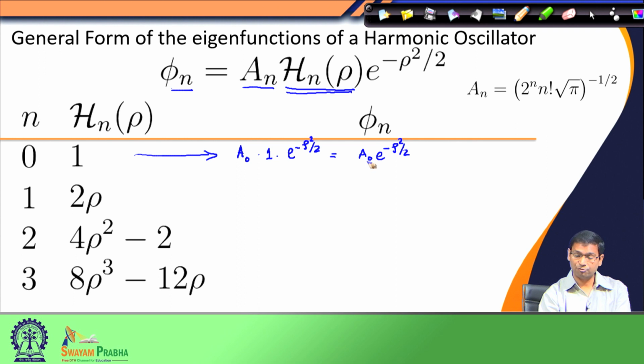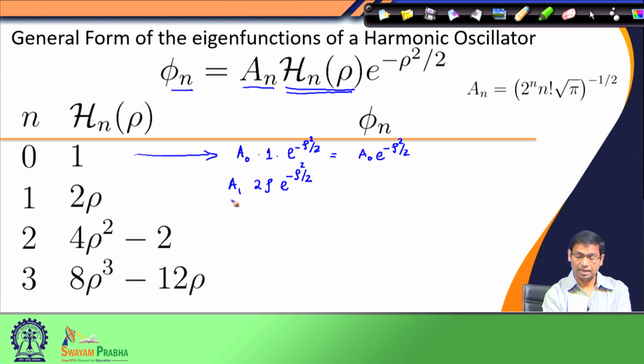Now, when I want to write down phi 1, that means the second eigenfunction of harmonic oscillator, I will take in this equation n equals 1. So, when I do that, I have a 1, which is the normalization constant. Now, the Hermite polynomial of first order, which is 2 rho, and then e to the power minus rho square by 2.